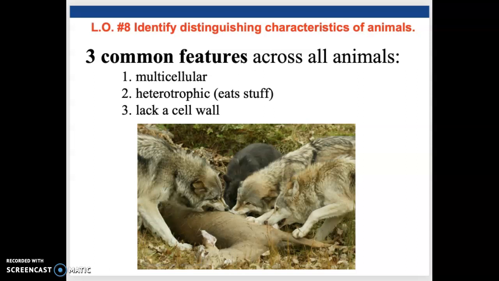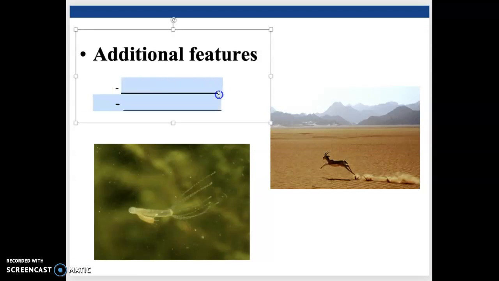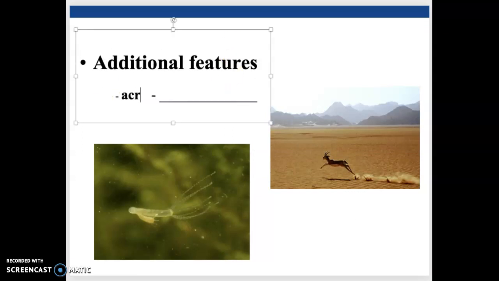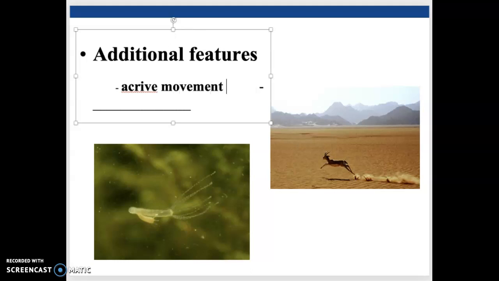So some of the additional features, and this list is just a small snapshot. Animals, by and large, have some form of active movement. Oh, that should be active. So, we see our little gazelle running across the grasslands there. We see the hydra pulsating and grabbing food. But what about a barnacle? What about a sponge? At some point in the life cycle, there is movement of the animal.